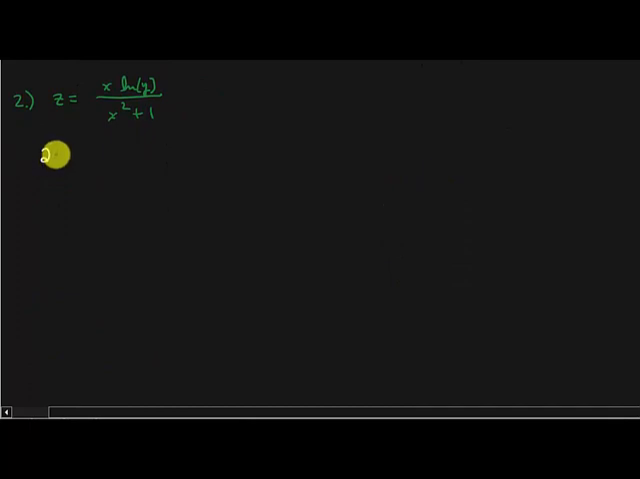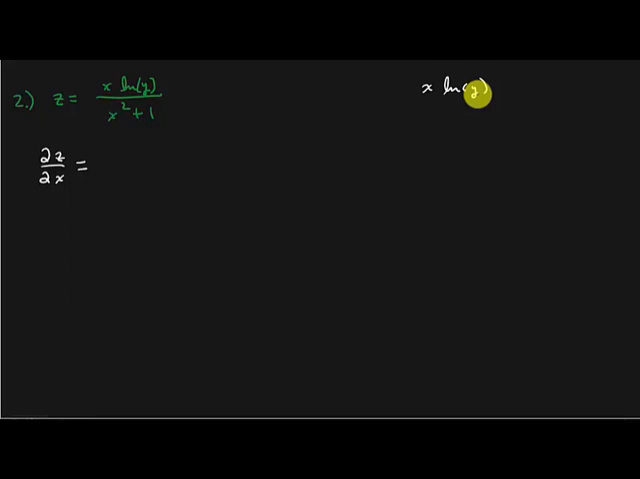So let's take the partial of z with respect to x. All right, so on this one, we have to do what? We have to do the quotient rule. Now, I want you to look at this x times natural log y. That's the numerator, right? Okay, we're not starting to work the problem yet. I just want to show you something.